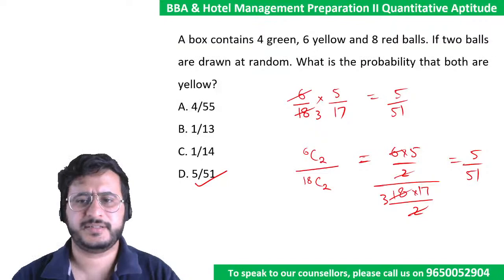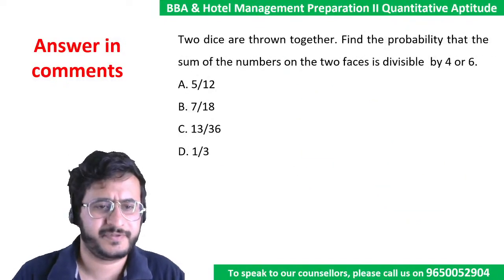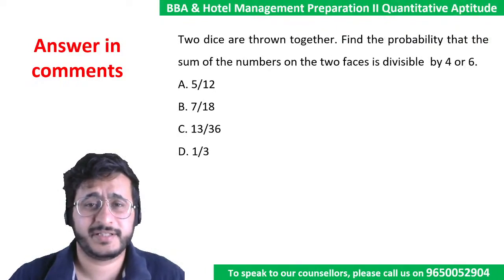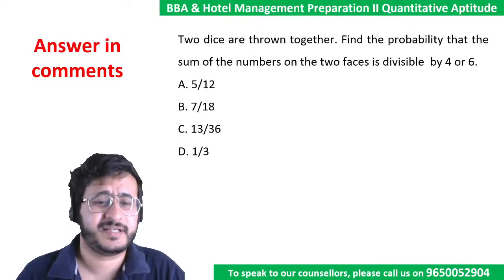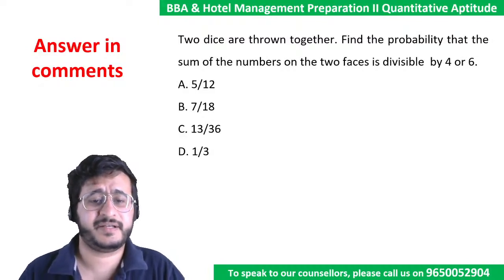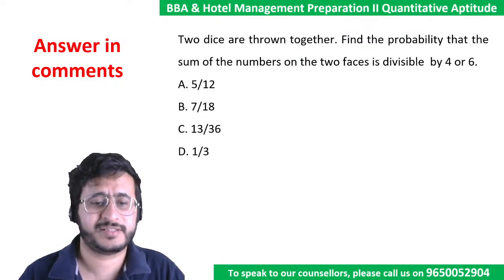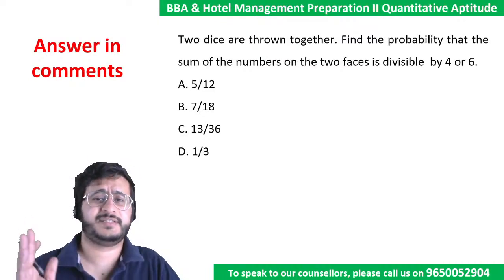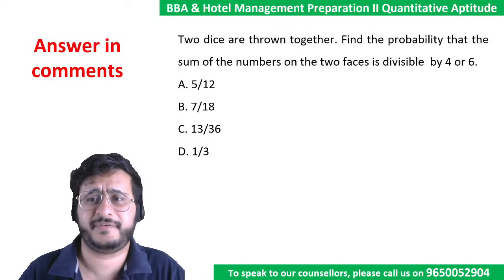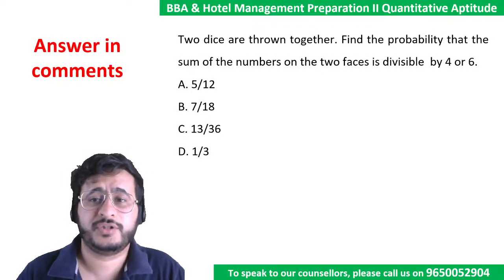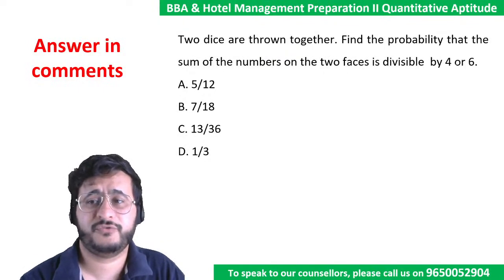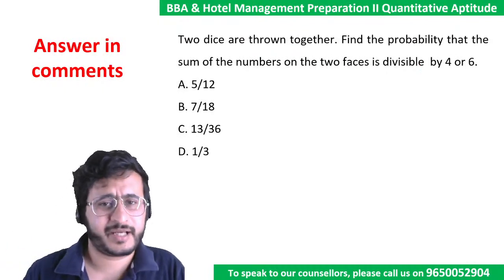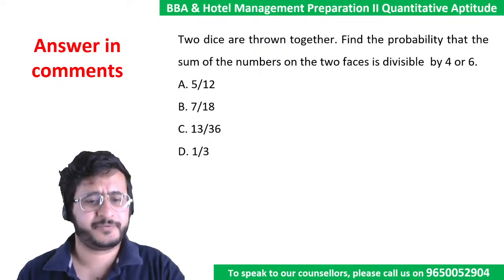Okay, so let's have a look at the next thing. We are done with the questions. I am giving you a question to answer in the comments, right? We discussed different kinds of questions, and we saw how you could answer those. And here's a homework question for you. The question says that 2 dice are thrown together. Find the probability that the sum of numbers on the 2 faces is divisible by 4 or 6. Solve it carefully and answer in the comments of this video.